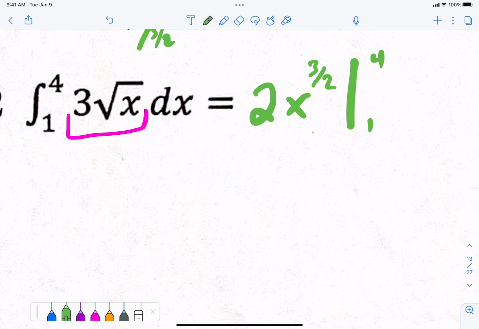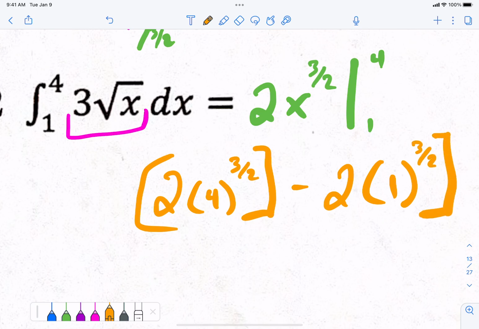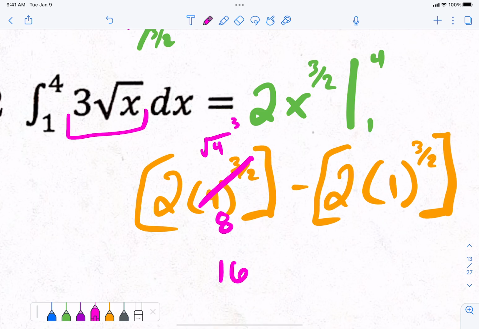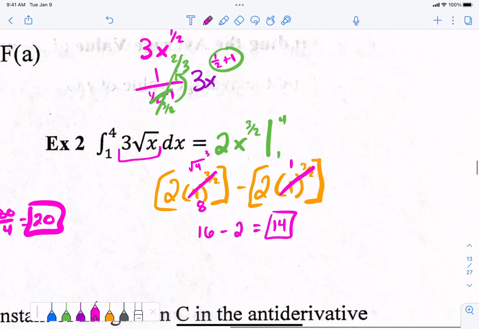In theory, 2 times 4 to the 3 over 2 power minus 2 times 1 to the 3 over 2 power. The 3 over 2 power means the square root of that number cubed. What's the square root of 4? 2, cubed is 8, so this number is 8. And 2 times 8 is 16. Minus 1 to the 3/2 power. I don't even care what that is because 1 to any power is just 1. And 2 times 1 is 2. So the final answer is 14. Great number. Happy with that?